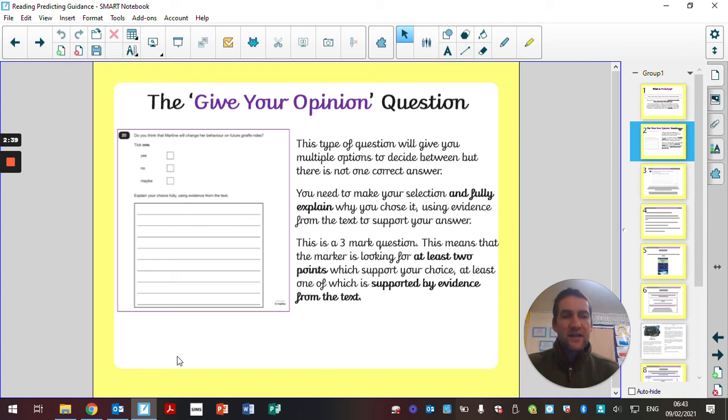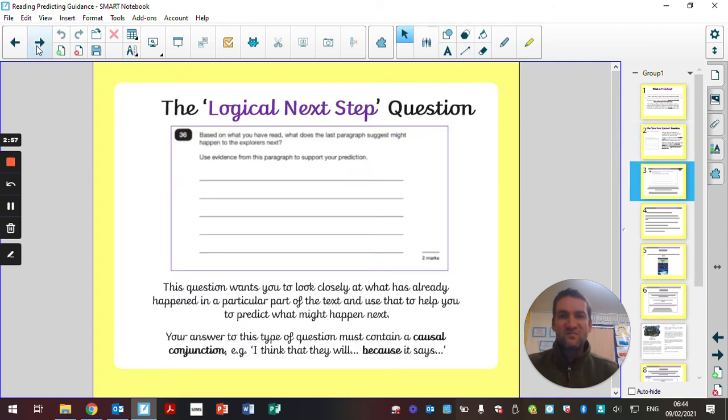Now, we've looked at using evidence from the text when we've looked at inference type questions as well. That's really important. If you think about using the APE structure, the answer it, prove it, explain it, that's a good one to do. Okay, so that's the give your opinion type question.